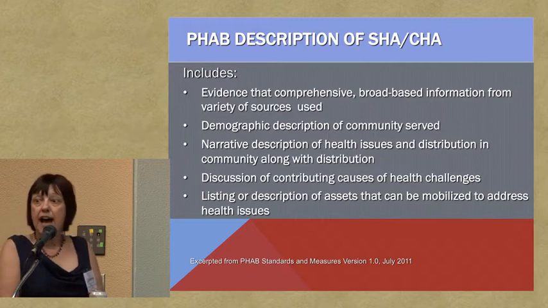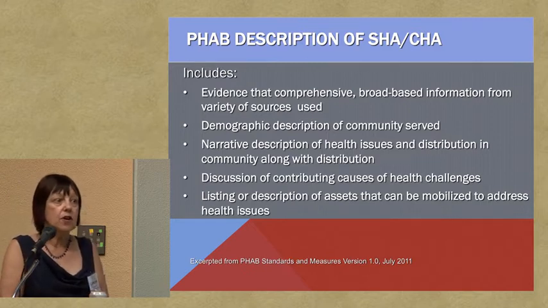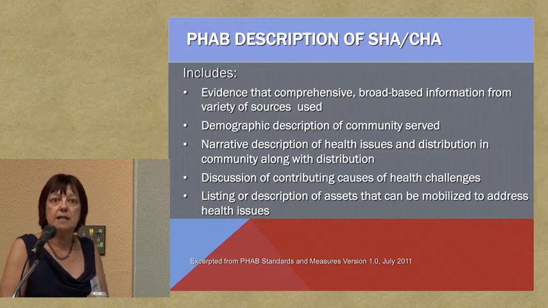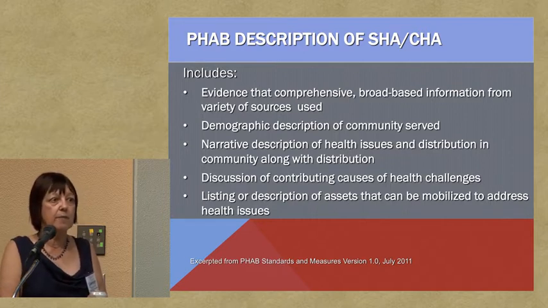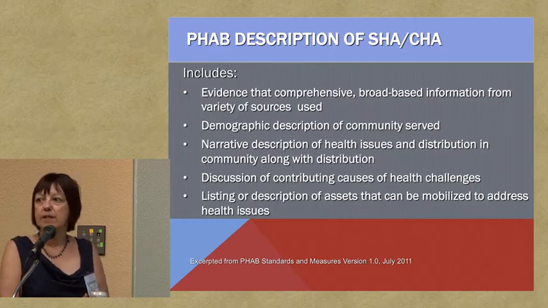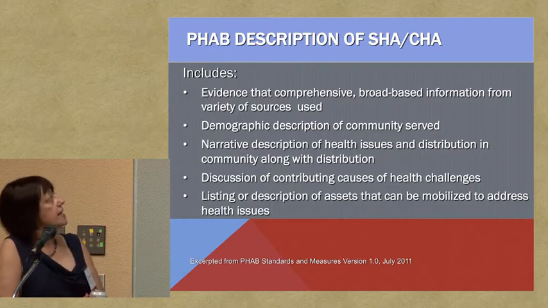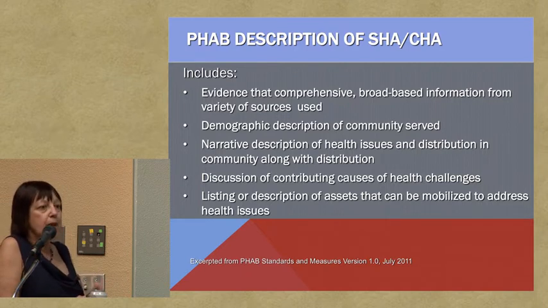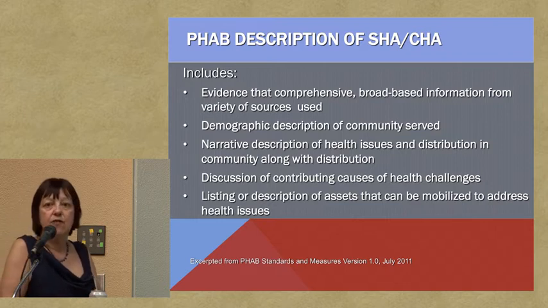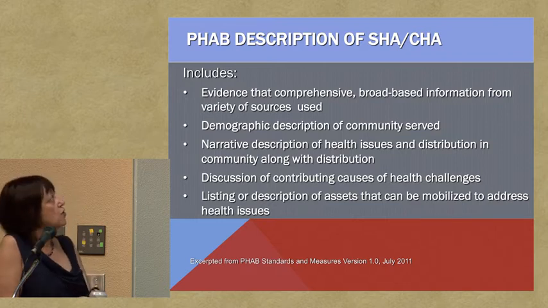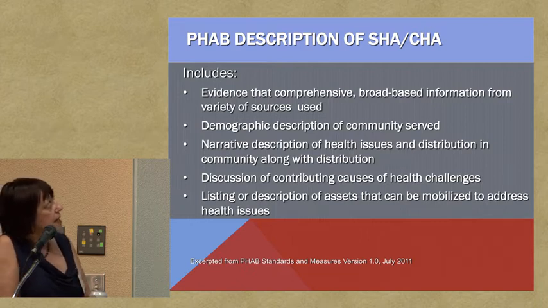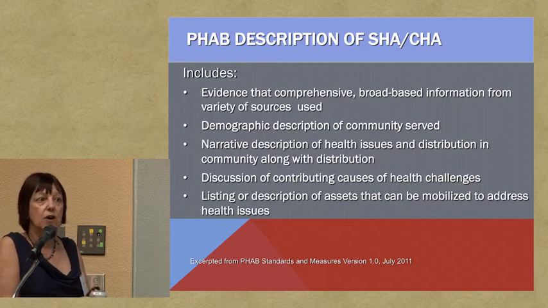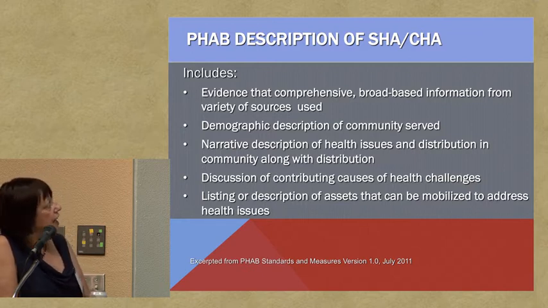Some of the things that FAB is going to be looking at, because as you know, a community health assessment is one of the documents you have to have ready before you can even apply for accreditation, are evidence that you used a comprehensive, broad-based information gathering session, so you got your data from lots of places, not just one source, and that you involved the community. You have to have a demographic description of your community, so you know who's living in your community, what they look like.